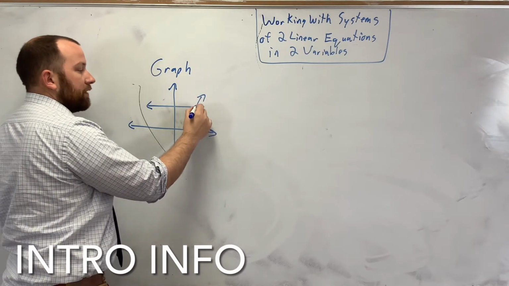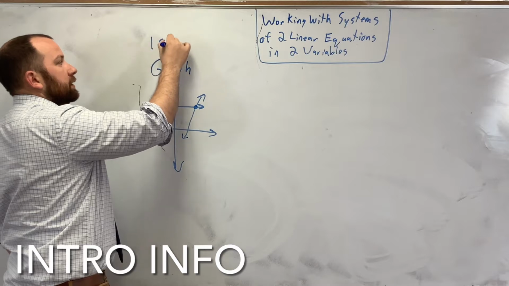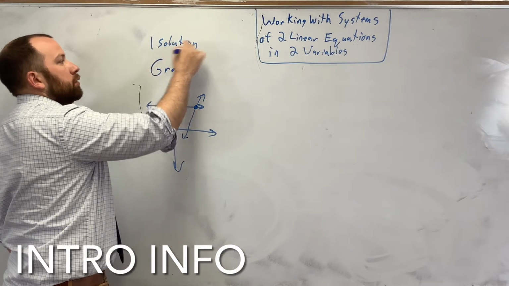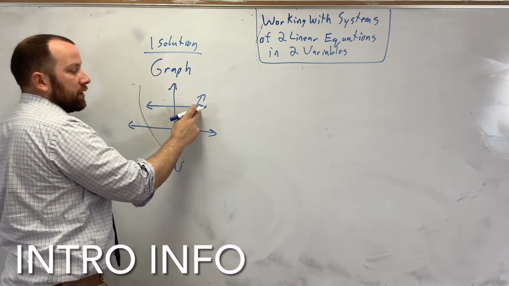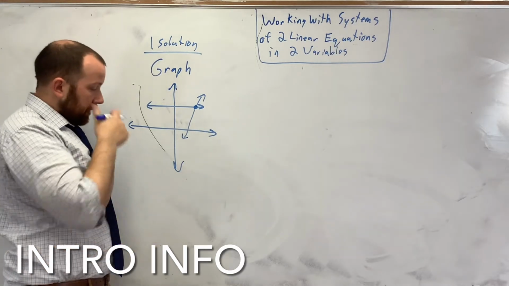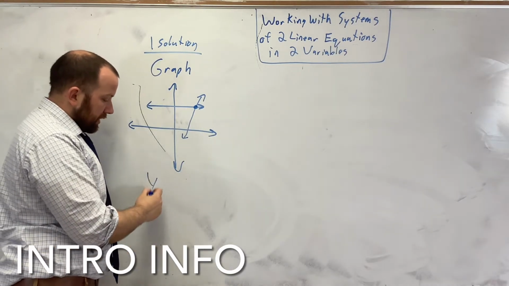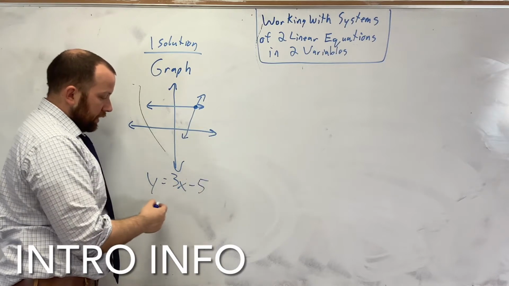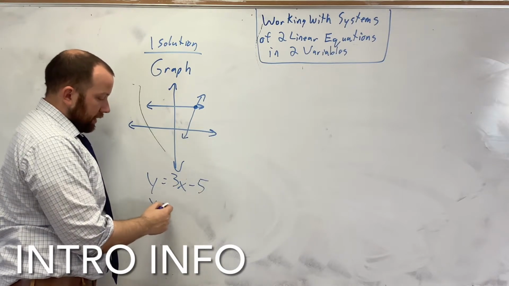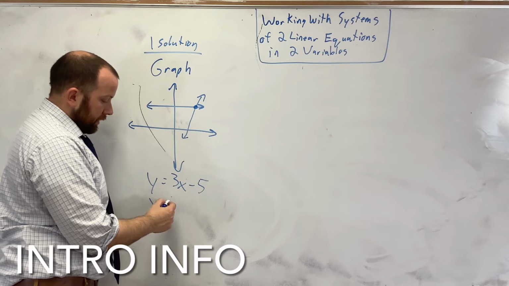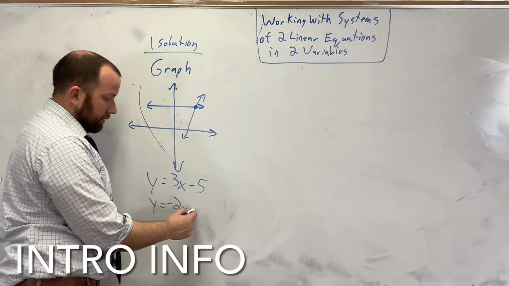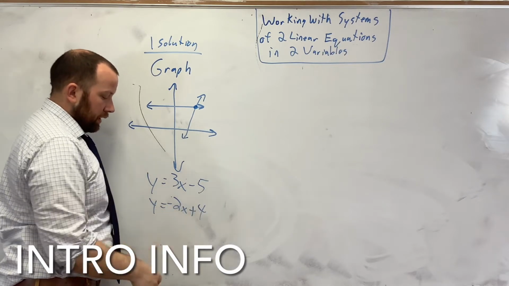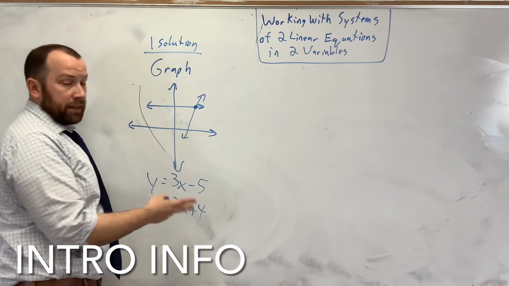One solution graphically looks like this. It's where your two linear equations cross each other. That's the point, that is the answer for it. Algebraically, you'll get something like y equals 3x minus 5 and y equals negative 2x plus 4. All right, something along those lines.